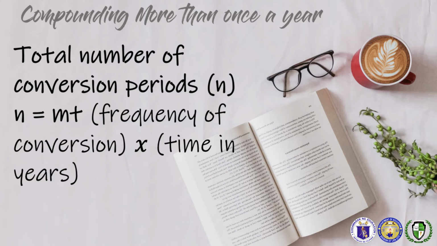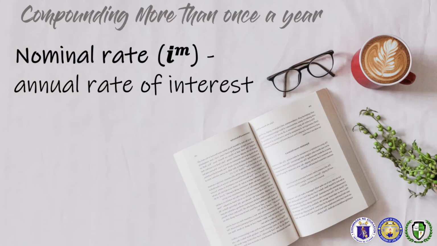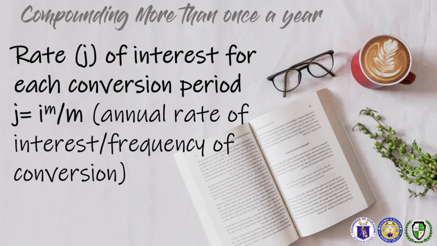Total number of conversion periods, or N. N is equal to M times T, or that is frequency of conversion times time in years. Nominal rate, or I raised to M: annual rate of interest. Rate of interest for each conversion period, or J. J is equal to I raised to M divided by M, or annual rate of interest divided by frequency of conversion.